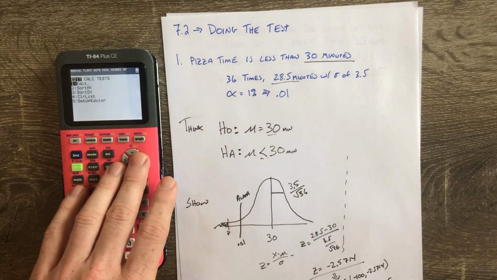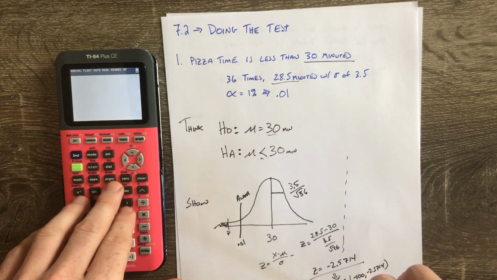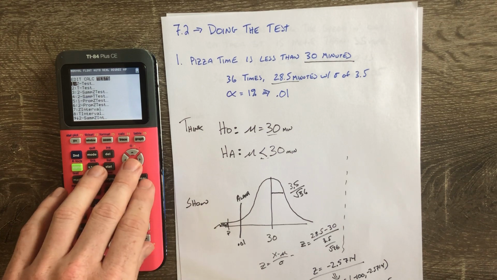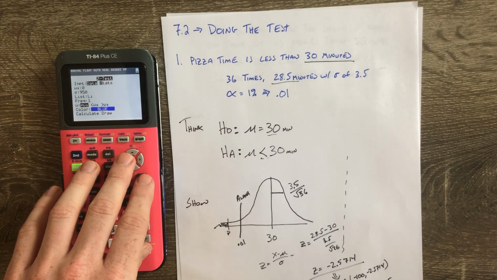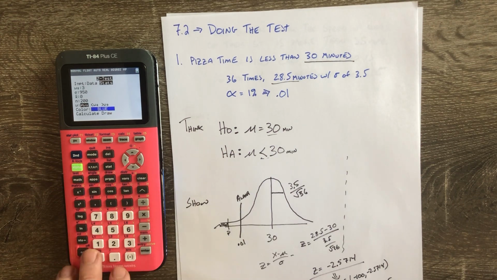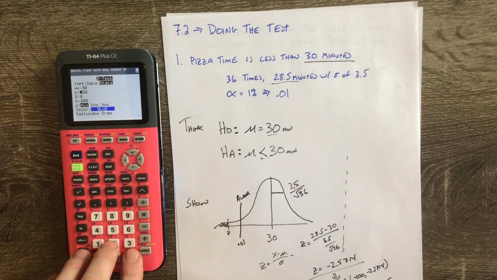Now, let's say you're clever. You just want to do all this work here with a couple clicks of the button. You just go stat, go over to test, we're going to do a z-test. You can either use data that you type in or you can use statistics. So here our mu is going to be 30. Our standard deviation is going to be 3.5.